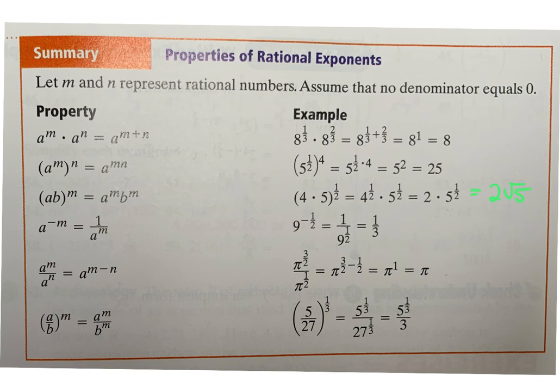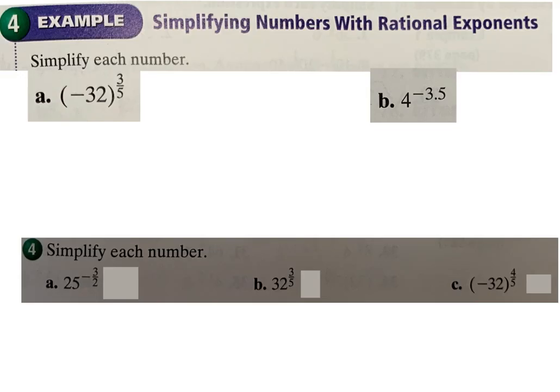So then when you see this crazy big thing, you're going to be like, hang on, it's just my properties of exponents. So look at example 4. Negative 32 to the 3/5 makes absolutely no sense to our brains, right? But if I rewrite it as a radical, it will. So I can rewrite this as a radical. My index is my denominator.